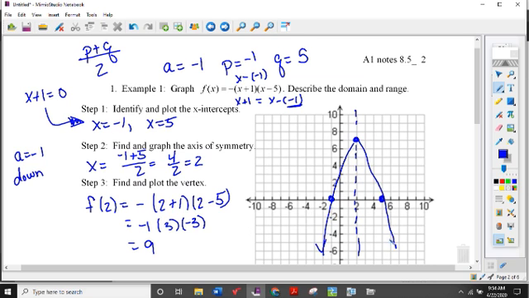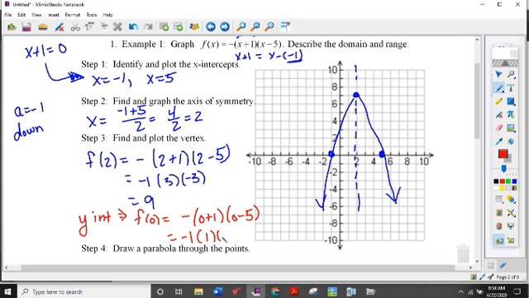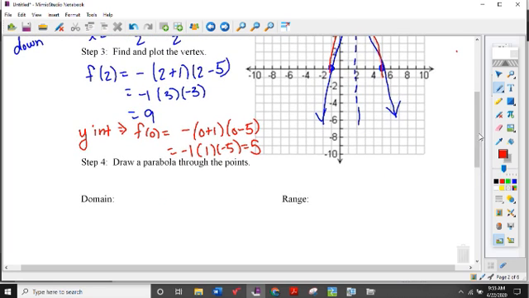Now there is one other value that I could find. I could also find the y-intercept. The y-intercept is what you get when you plug in 0 for x. So I could find the y-intercept pretty easily. So I would get -1 times 1 times -5. So my y-intercept would be 0, 5. Okay, so my graph isn't very good. So 0, 5 is right there. So my graph should actually curve out a little bit more. But you get the general idea. All right, and then I draw my parabola through my points, which I did.